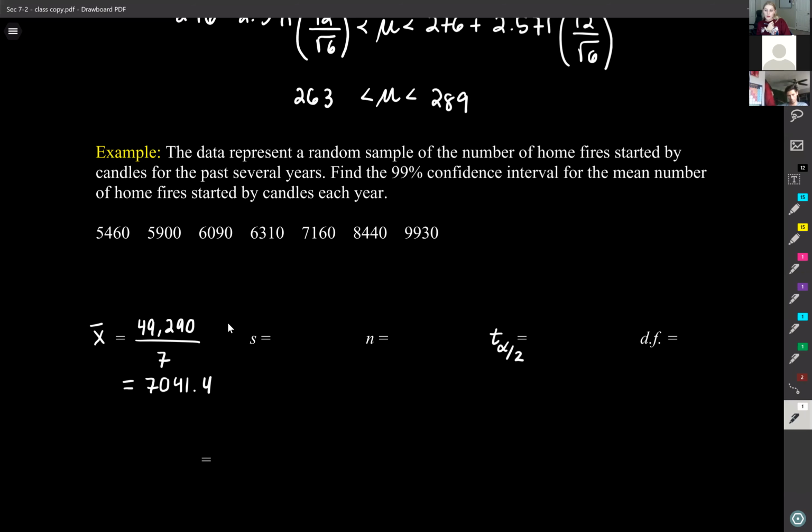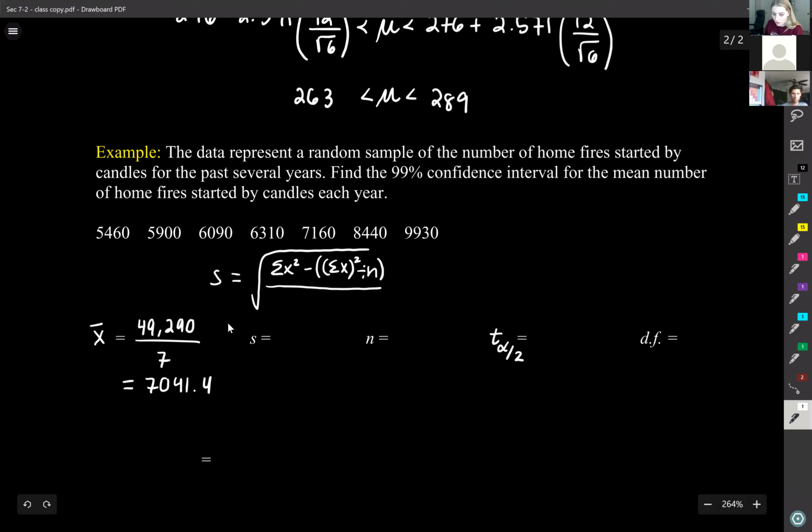Okay, so now we also have to compute the sample standard deviation. This does take a little more work than the mean, but we have this little shortcut formula. If you remember, a sample standard deviation is equal to the square root of the sum of all the samples squared minus the sum of the samples then squared divided by n, over n minus 1.